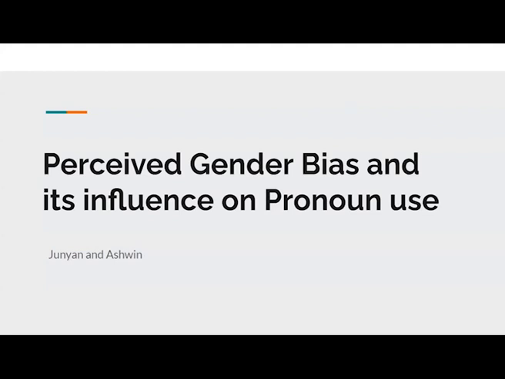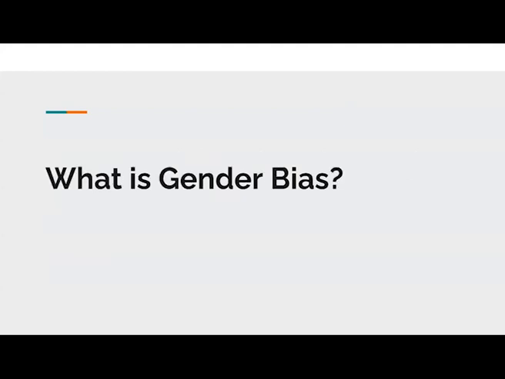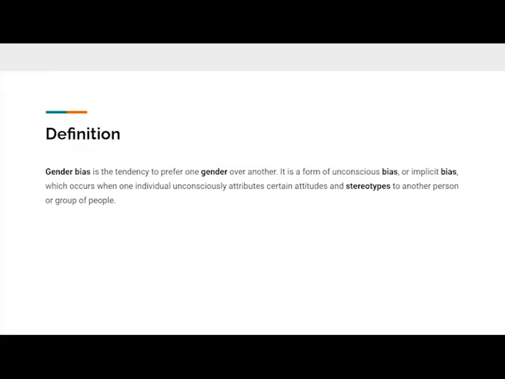Our research topic today deals with perceived gender bias and its influence on pronoun use. So, what does it really mean when someone says gender bias? Gender bias occurs when an individual unconsciously attributes certain gender stereotypes to another person or group, leading to a tendency to prefer one gender or another.